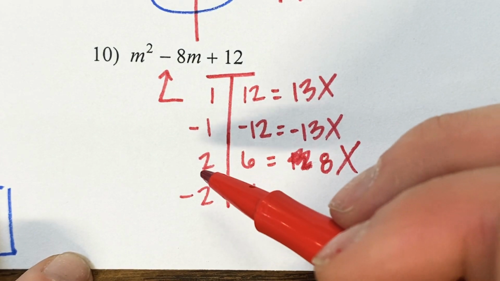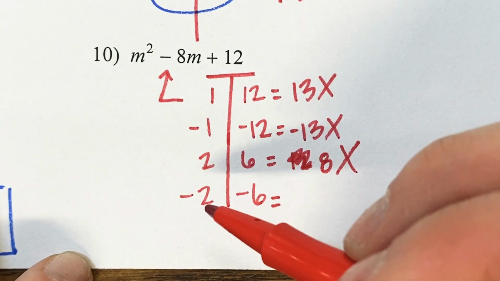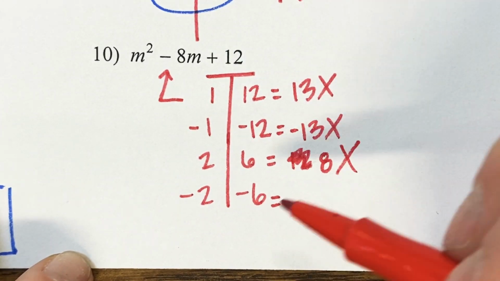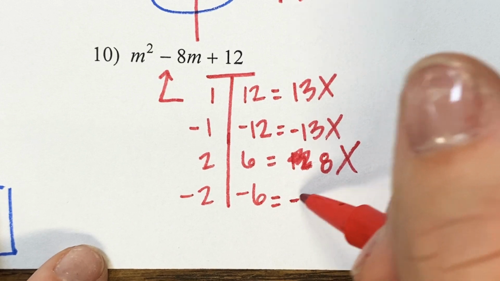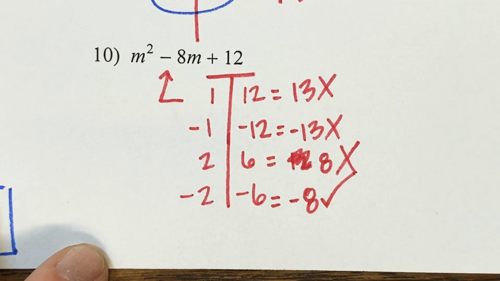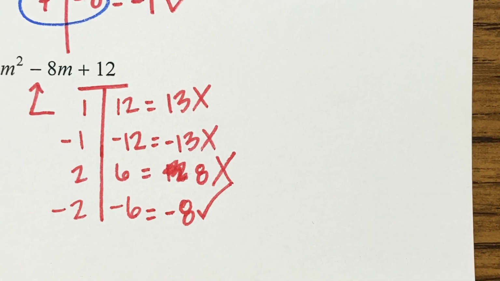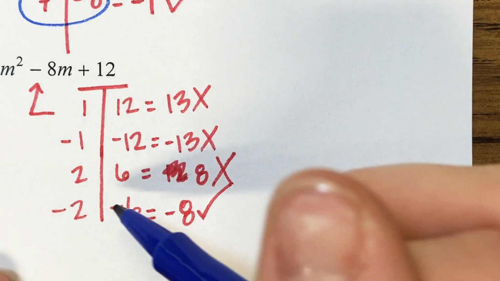Well, a positive times a positive gives me a positive, but a negative times a negative also gives me a positive. So negative 2 and negative 6 will give me negative 8. We found it. We found our two numbers.